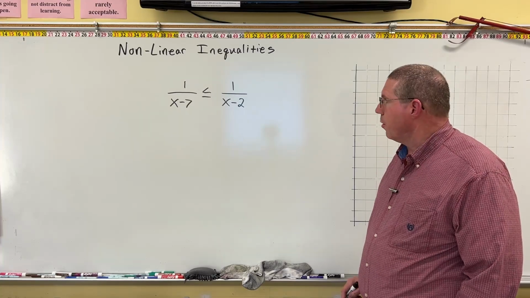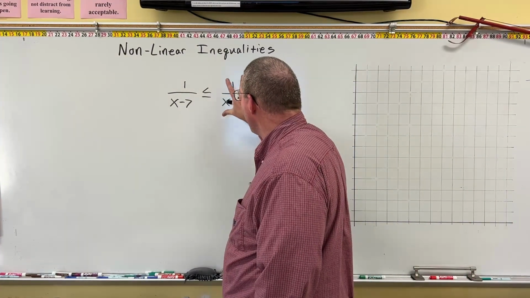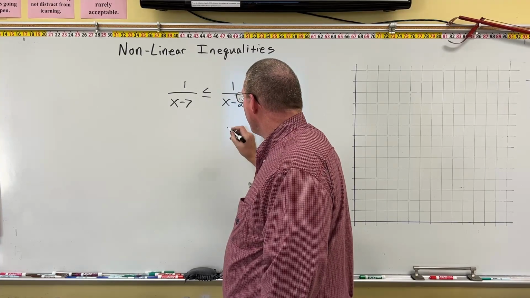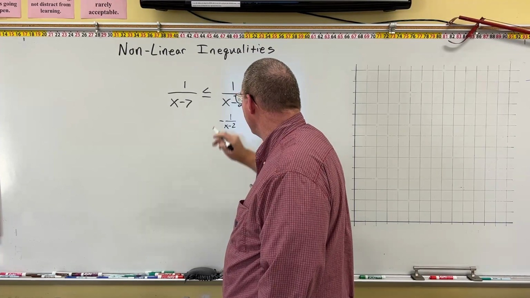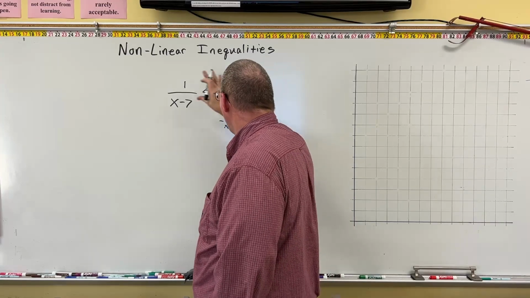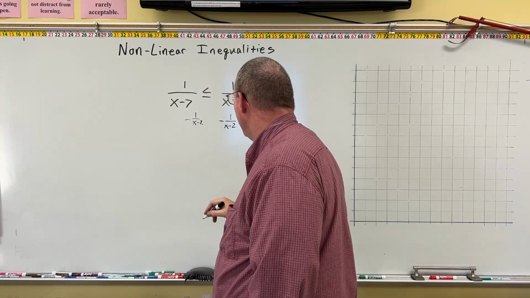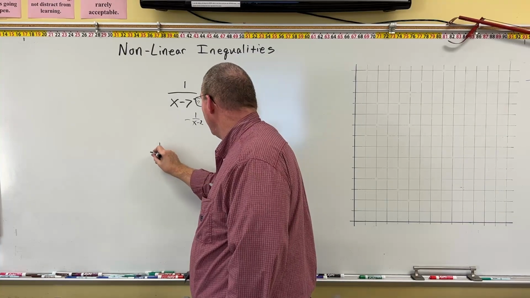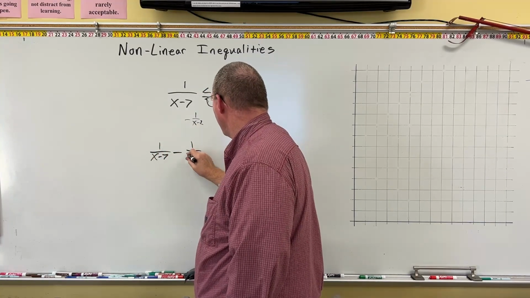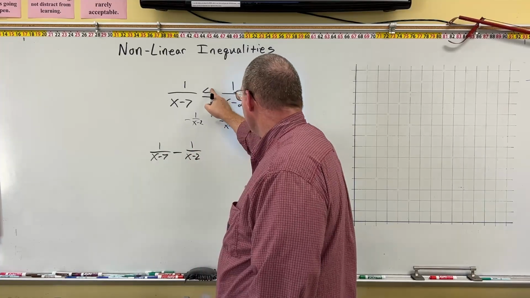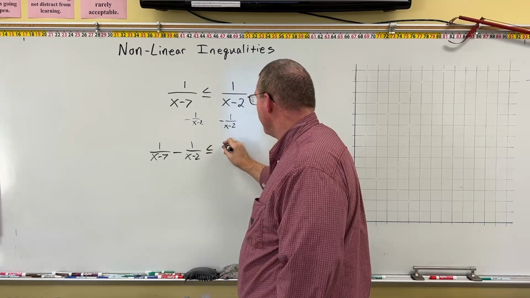Okay, let's try this one. This one's a little funky looking, but remember, the first thing we have to do is set one side equal to 0. So we're going to subtract 1 over x minus 2 from this side, and we're going to subtract this from this side, minus 1 over x minus 2. And what we wind up with is 1 over x minus 7 minus 1 over x minus 2 is less than or equal to, and then this minus itself is equal to 0.